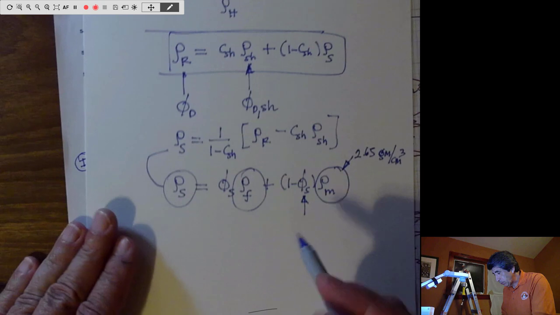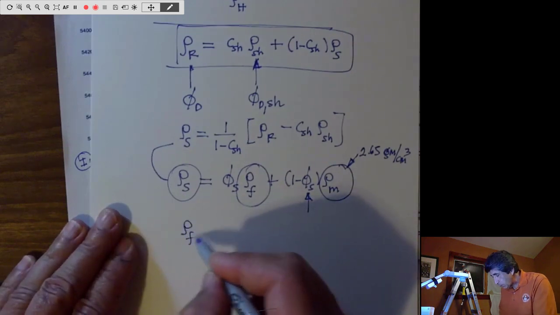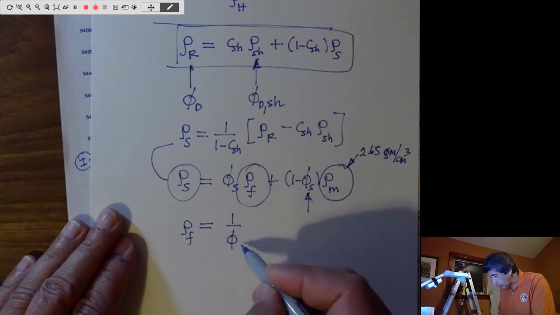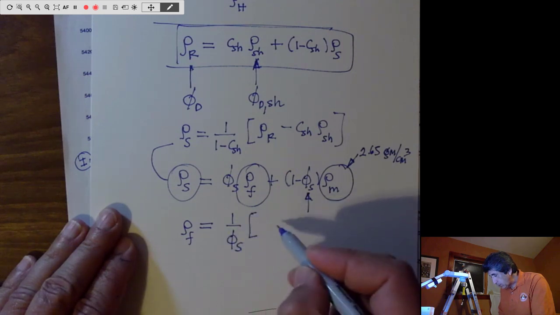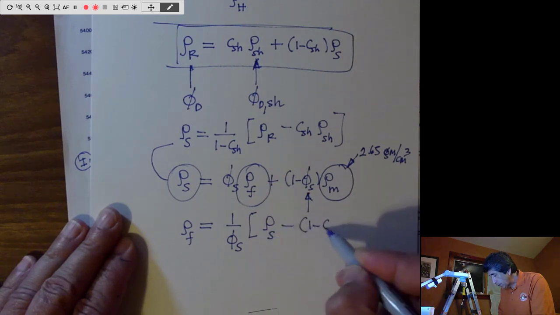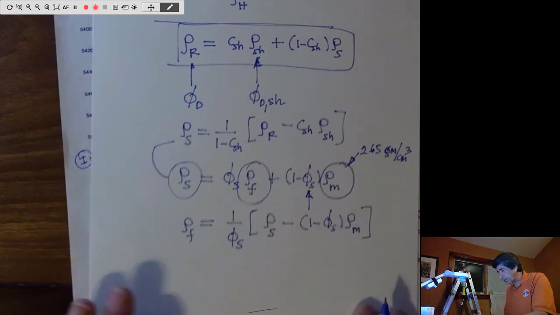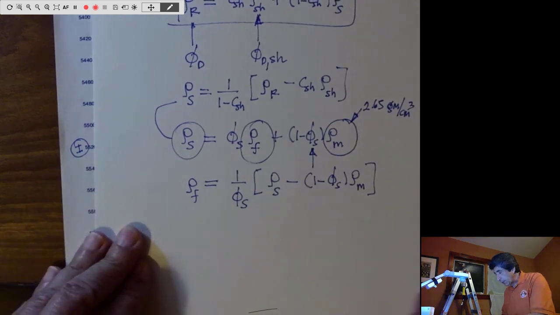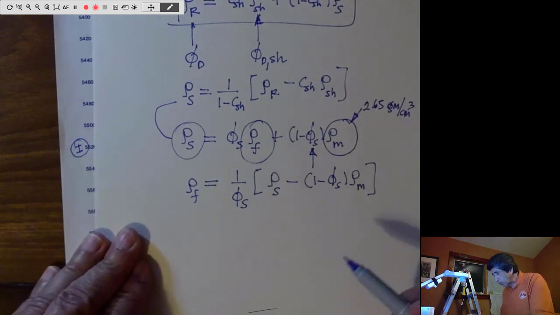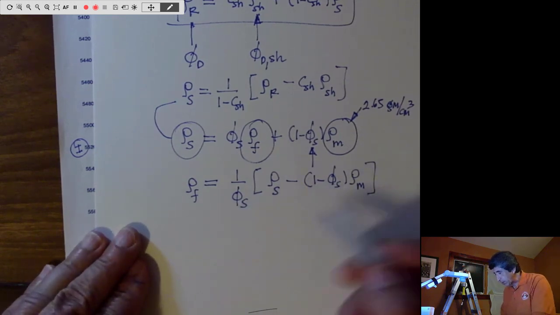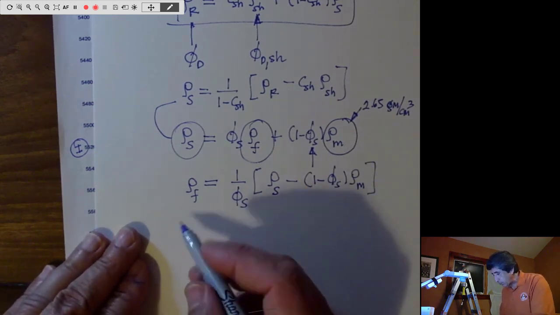So if I solve that equation for the density of the fluid, then it becomes 1 over porosity of the sandstone, open parentheses, the density of the sandstone minus 1 minus porosity of the sandstone times the density of the matrix, with everything I know. Of course, this is a concatenated calculation, but I'm doing this in sequence so that it's clear what I'm doing. I'm sure that there are easier ways to simplify the equations, but I'm not pursuing simplification here. I'm just pursuing the logic.